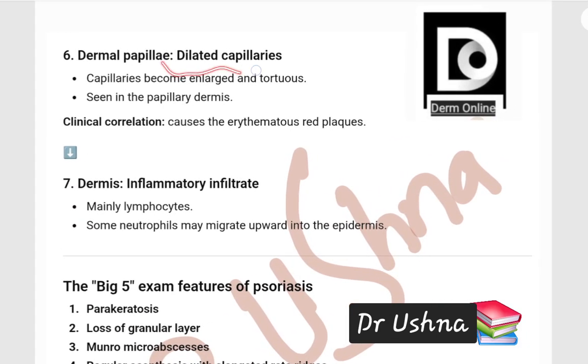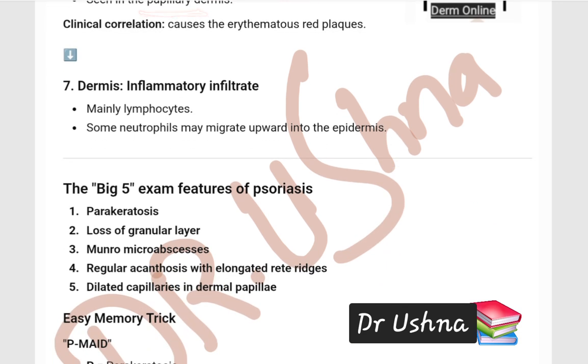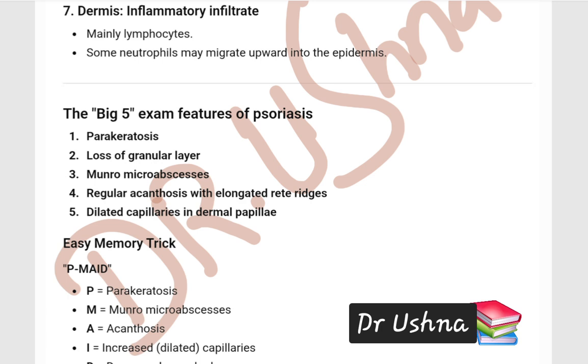Next important thing is dilated capillaries. We have just discussed that the capillaries are enlarged, tortuous. They are seen in the papillary dermis. And at the last, you are going to have lymphocytic infiltrate mixed with the neutrophils that migrate upwards and downwards into the epidermis. So this is how you are going to learn about psoriasis histopathology. That is so easy to remember, and this is a very high yield topic for your exam.